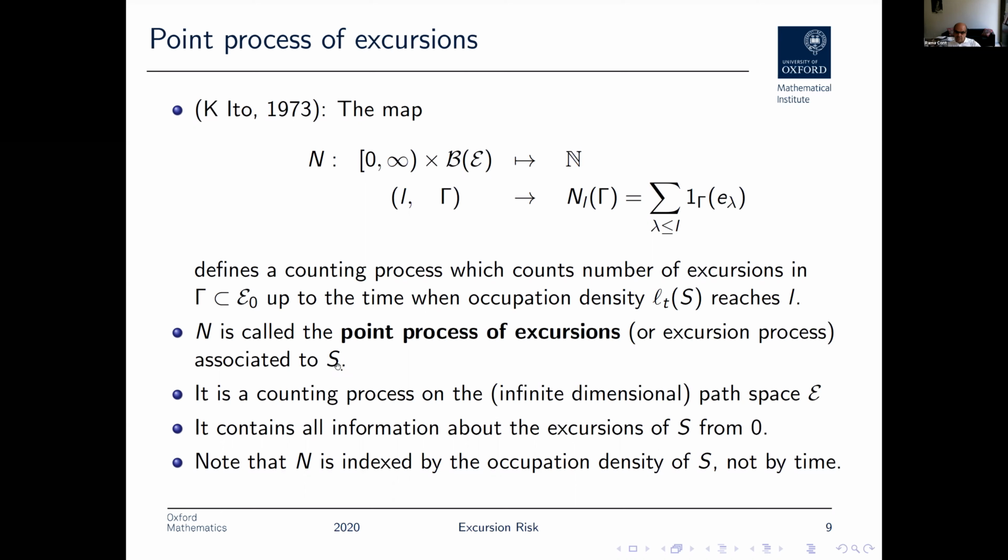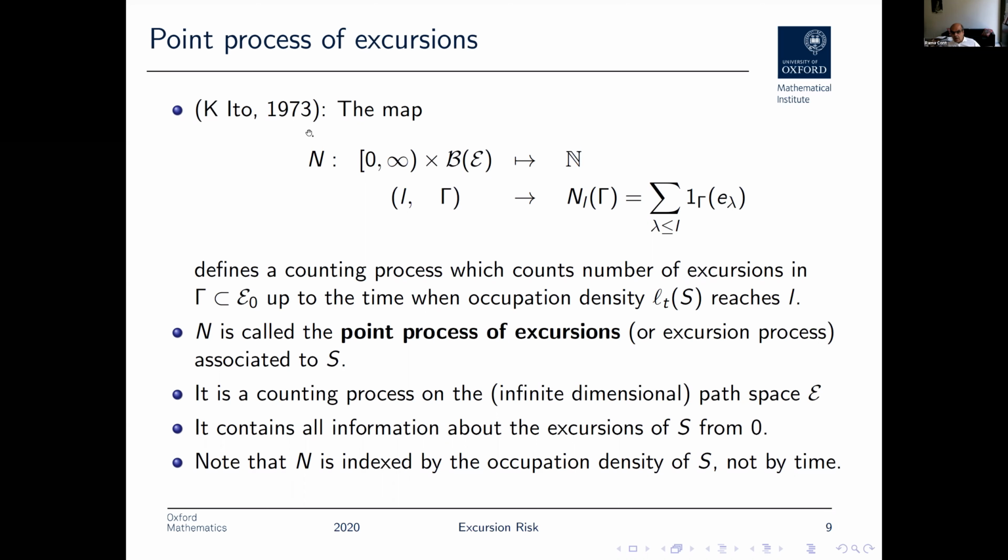So remember, S is a continuous path. And so in this way, Ito associates to any continuous path a counting process, so a purely discontinuous object, which counts where the excursions of S fall in the infinite dimensional space of excursions E.